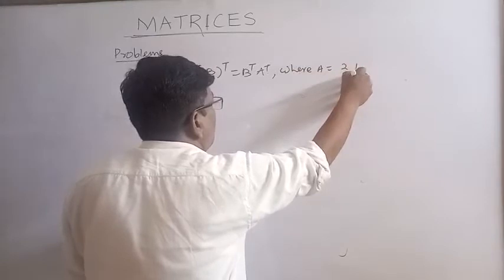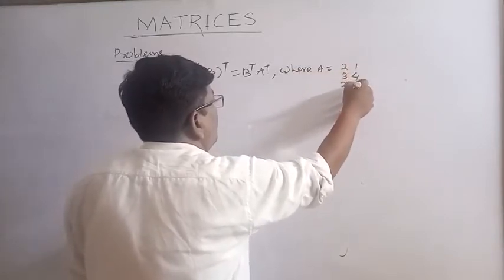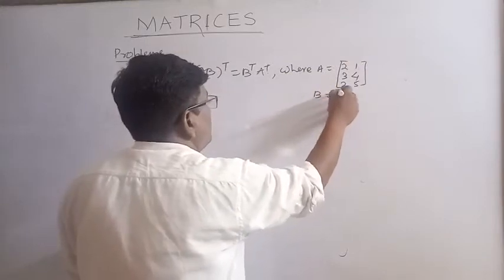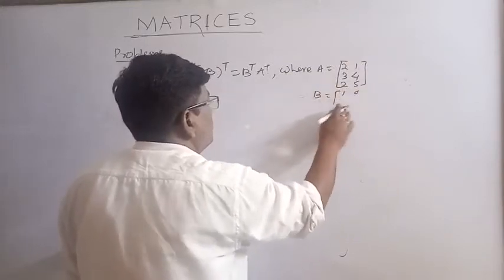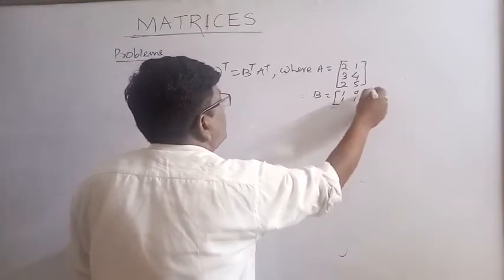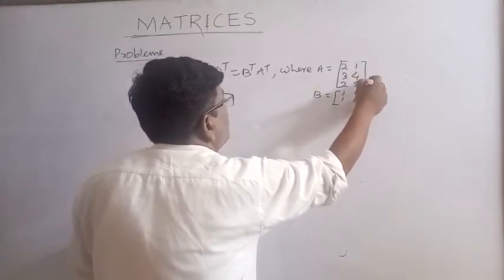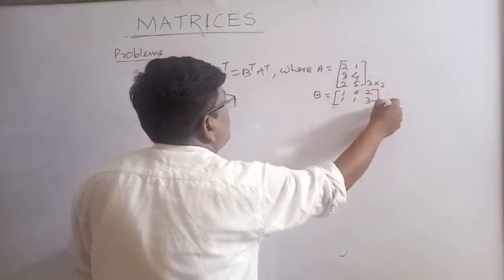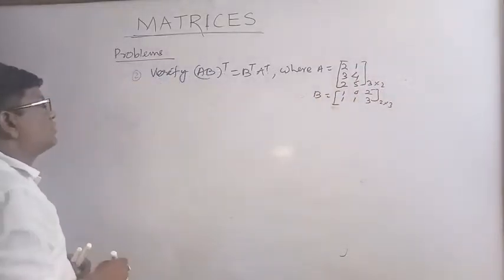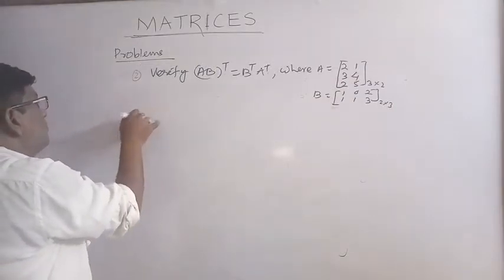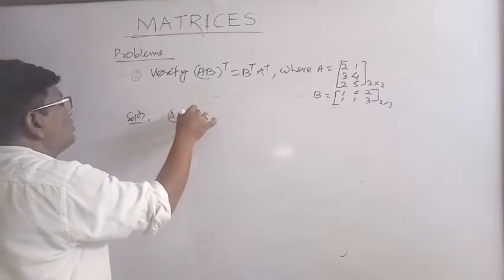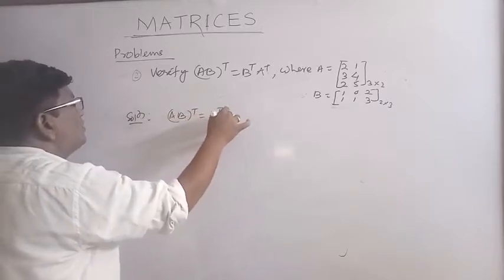[[2, 1], [3, 4], [2, 5]], and B is equal to [[1, 0, 2], [1, 1, 3]]. This is of order 3 into 2, and this is 2 into 3. So multiplication is possible.